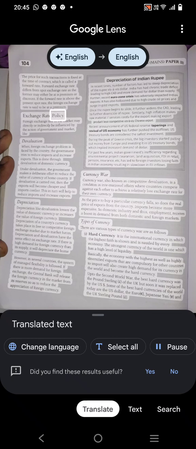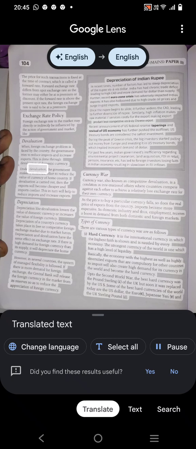Exchange rate policy. The foreign exchange rate in the market may directly or indirectly be influenced by the action of the government in the market, like devaluation. When a foreign exchange problem is faced by the country, the government tries to reduce imports and increase exports. This is done through devaluation of the domestic currency.